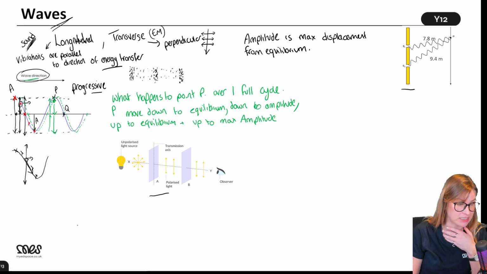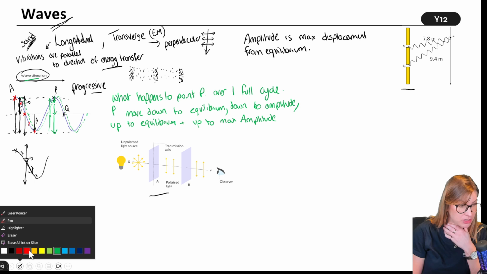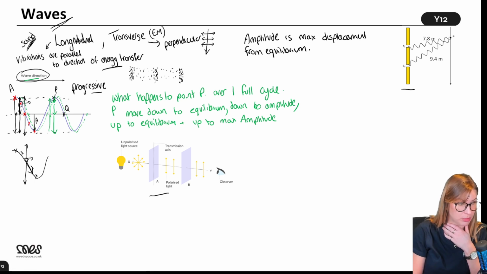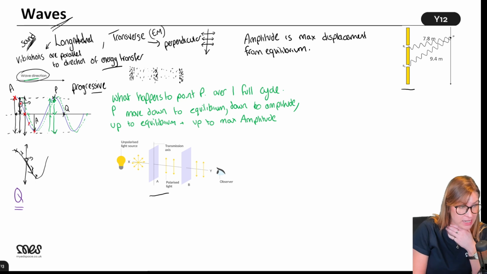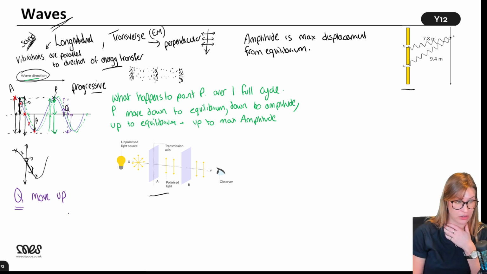So let's practice again. The question says, what's going to happen to particle Q? So we change the color to purple. My green line is later in time. If I look at particle Q, it has gone up over time. So Q will move up first. That's what it does first. It's going to move up all the way to its maximum amplitude, go back down to its equilibrium, back down to its amplitude in the other direction, and then back to the equilibrium where it started from. That's a full cycle. So Q will move up first in time.